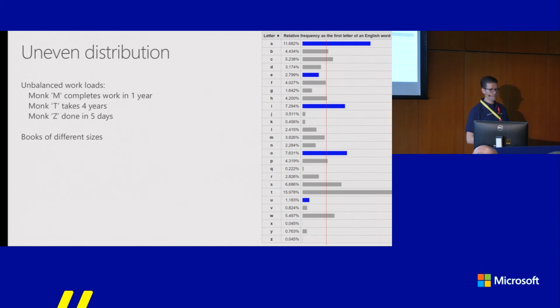So in reality, what you will see is that while monk M takes about 4%, 1/26th of 100, to complete his word in his volume in a year, monk T has to write for 4 years, and monk Z is done in 5 days. So what you can see is that you will end up with different books of different sizes and a very unevenly distributed workload. So we expect it on average to be complete in 1 year, but in reality we will be done in at least 4 years, even though we employ 26 monks.